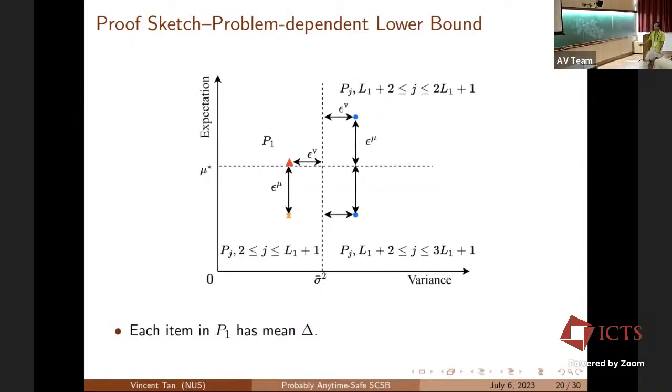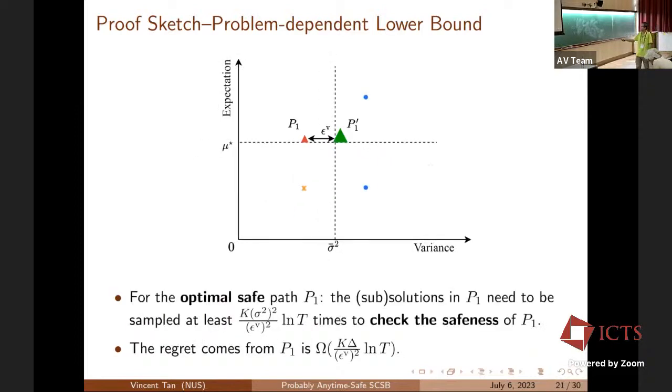Let us just say that each item in the first path has mean P1. How do we do this calculation? For the optimal safe path P1, we need to check that it is indeed safe. In order to check that, some simple statistics will tell you that you need this number of pulls. You cannot avoid this number of pulls. Why? Here the denominator is epsilon v. What is epsilon v? Epsilon v is the distance between P1 and the wall or the boundary. So this gap will appear as a square in the denominator. So you will incur this much regret because each of the arcs has a certain regret associated to it of delta.